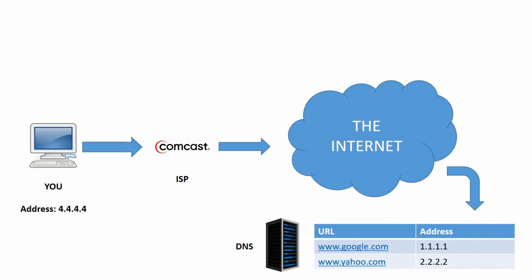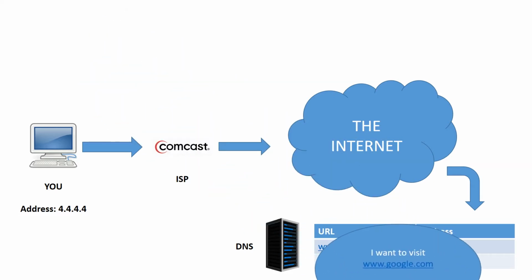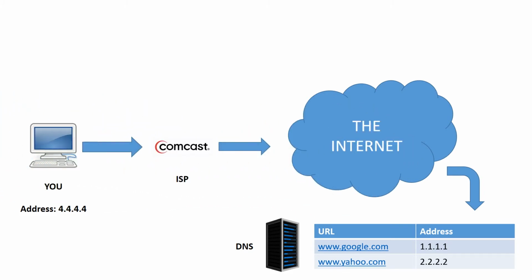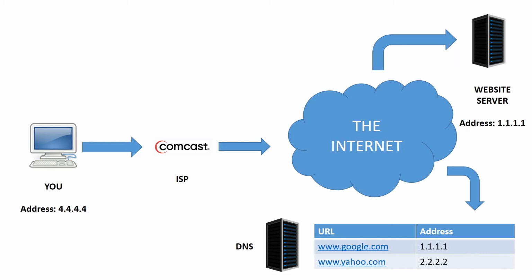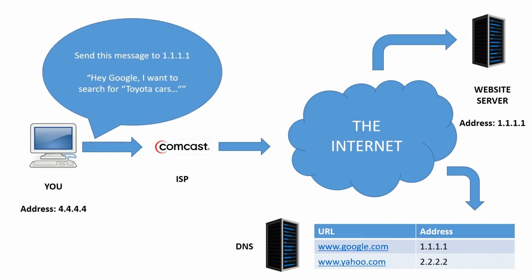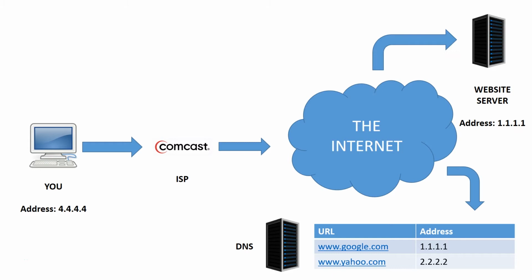Because when you go to google.com, the internet doesn't know what you're talking about. It's got to find a numerical address for the computer that hosts google.com. So when you request google.com, the DNS server looks it up, gives you the address, boom, now you can go to Google. So if you're searching for cars, you tell your ISP, hey, I'm sending this message to Google. Your ISP forwards the message. Google sends you back car.